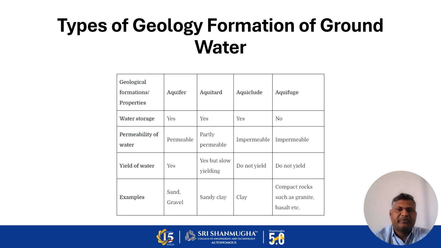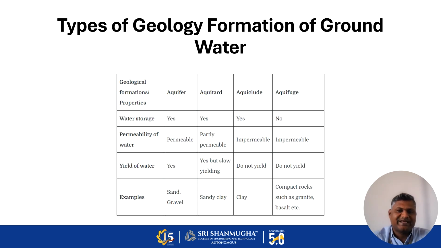Then the types of geological formations of groundwater are aquifer, aquitard, aquiclude, and aquifuge. These four different geological formations vary based on properties such as water storage, permeability of water, and yield of water. For example, based on water storage: the aquifer yes, aquitard okay, aquiclude yes, and aquifuge no. There is no water storage in the geological formation called aquifuge. Permeability of water: aquifer is permeable, aquitard is partially permeable, aquiclude is impermeable, and aquifuge is also impermeable. Then yield of water: aquifer yes, aquitard slow yielding, aquiclude does not yield, and aquifuge does not yield.